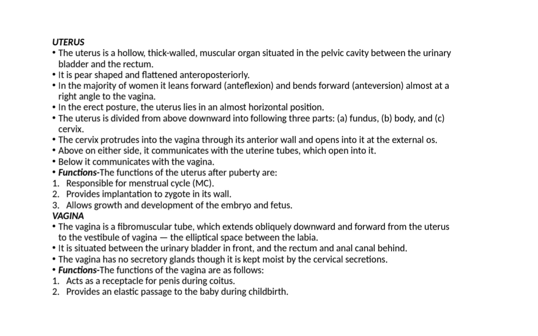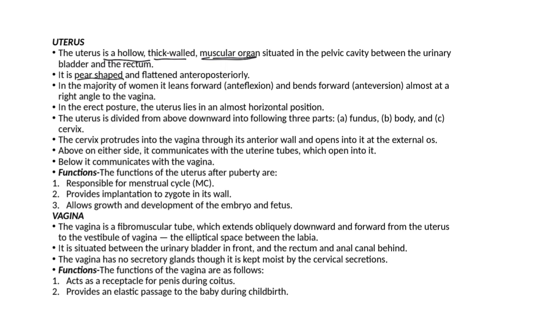Let's understand the organs that are present in the pelvic cavity of the females. The first organ is the uterus. It is a hollow, thick-walled and muscular organ situated in the pelvic cavity between the urinary bladder and the rectum. It is pear-shaped, flattened anterior-posteriorly. We have also studied another pear-shaped organ, that is the gallbladder.